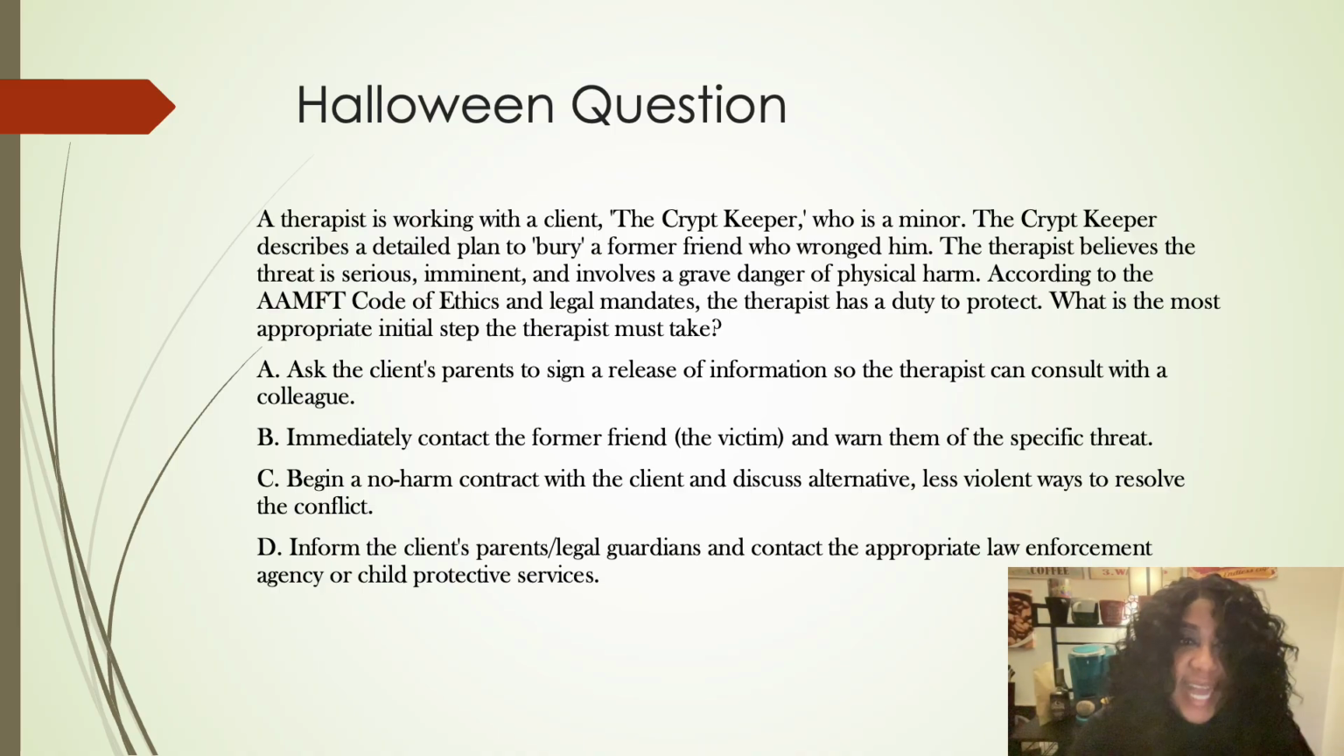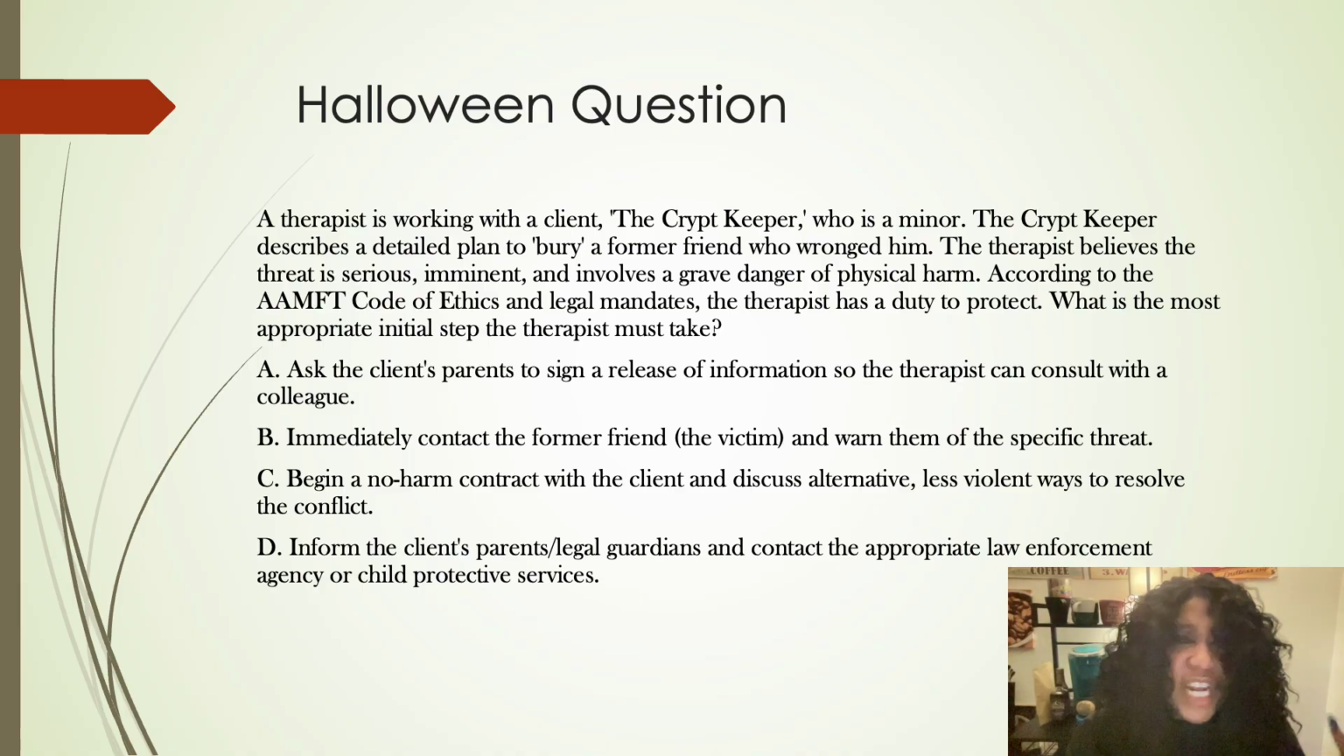So A says, ask the client's parents to sign a release of information so the therapist can consult with a colleague. You don't have to do that, right? If you have enough evidence, you know it's a credible threat and you believe it's a credible threat, you don't need to do that. You make the call. You do what you need to do to protect that client, protect that other person, and then ultimately to protect your license, right?